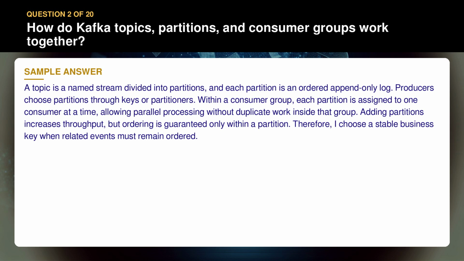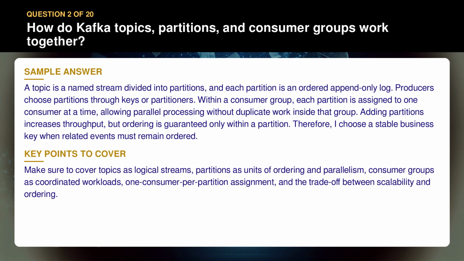Therefore, I choose a stable business key when related events must remain ordered. Make sure to cover topics as logical streams, partitions as units of ordering and parallelism, consumer groups as coordinated workloads, one consumer per partition assignment, and the trade-off between scalability and ordering.